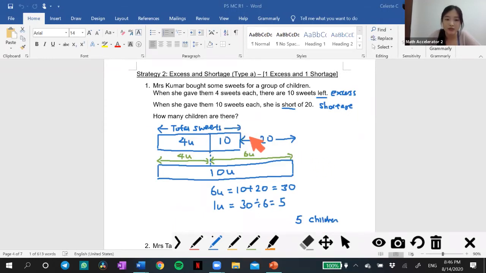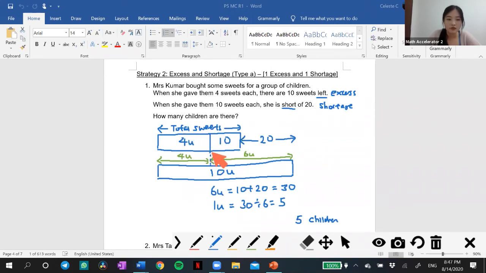There are times where they will ask you, how many sweets does Mrs. Kumar have? So if the question asks you, how many sweets does Mrs. Kumar have, what should I do? Anyone? Okay, can you all type only relevant answers in the chat? Don't disturb everyone else. Nabil, correct. Okay, so some of you get it, some of you don't.